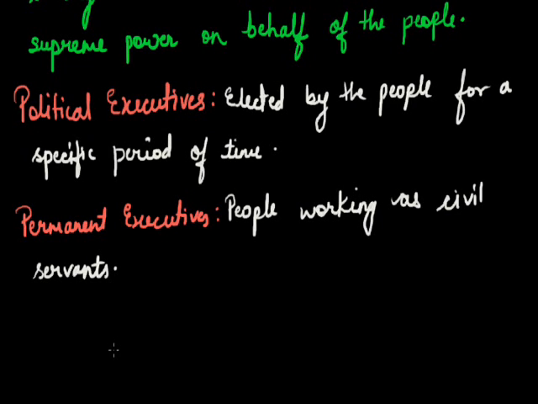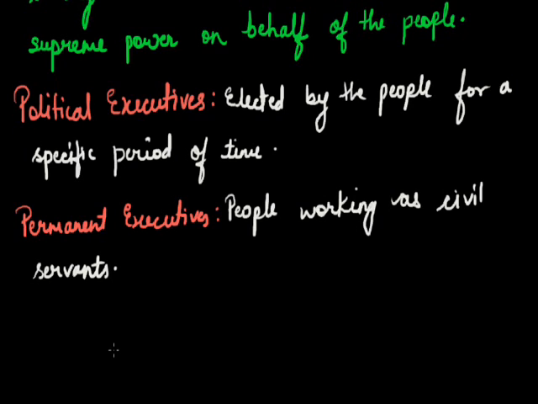Now, if we think about it logically, we'll find here that the political executive may or may not be that qualified for taking decisions for the people, whereas the permanent executives have acquired a certain set of education, have acquired the skills for taking good decisions for the people. But still we have given more power in the hand of political executives.